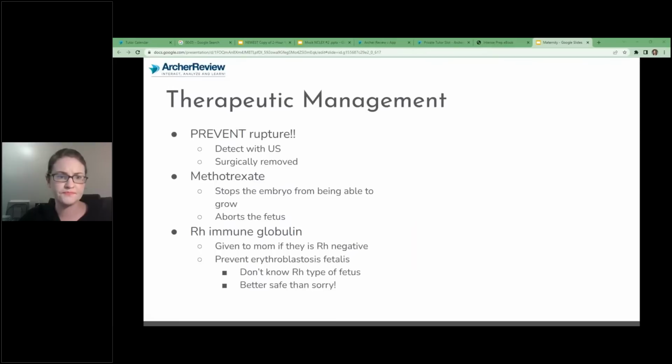What do we do with that? We get an ultrasound stat as soon as possible. And if that ultrasound shows us it's about to rupture, they surgically remove it. But remember, what we want to do if we can is we'd rather give methotrexate. Methotrexate is a medication that changes the hormones in the body, and it stops the embryo from being able to grow, and it aborts the fetus. And if someone has an ectopic and they're Rh negative, don't forget to give them their RhoGAM. That's going to be very, very important.